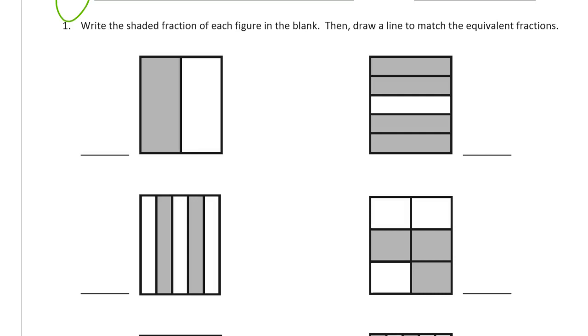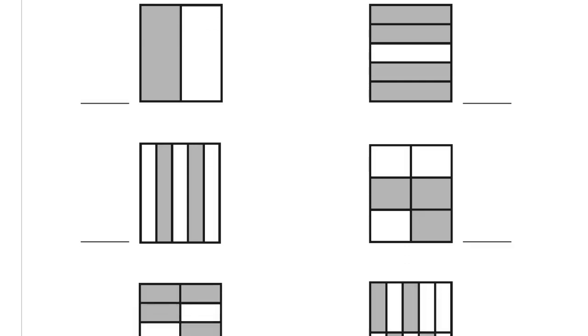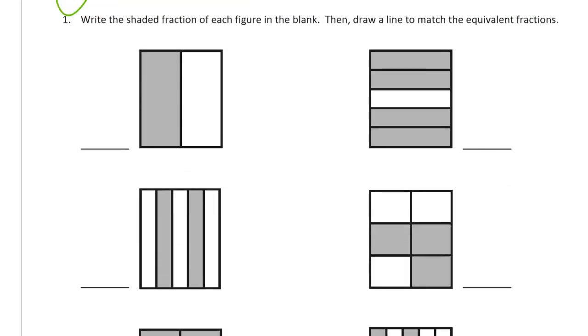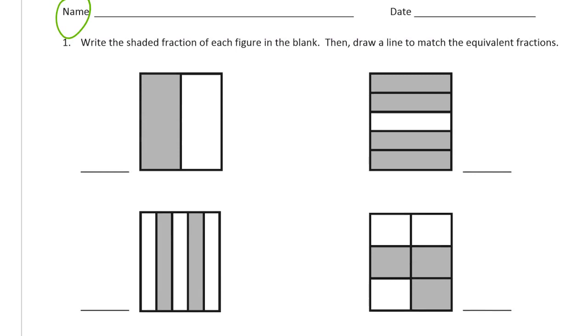So equivalent fractions we've been matching up in class with fraction strips and number lines and tape diagrams. And well, let's just label them all first and see what happens. So this is 1 out of 2 halves. So that's 1/2. And this is 1, 2, 3, 4, 5 parts and 4 shaded. So it's 4/5.